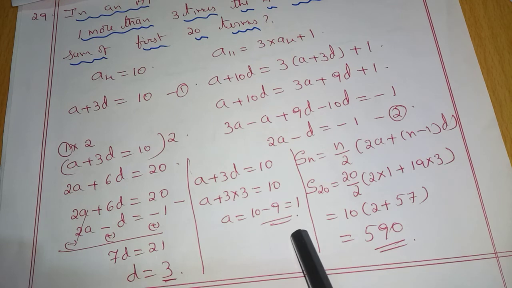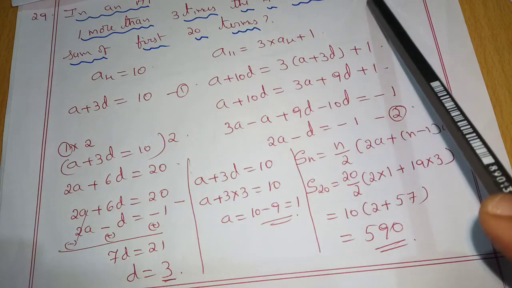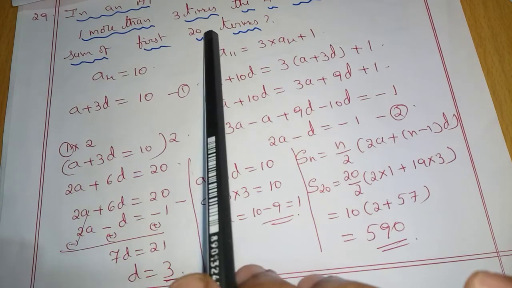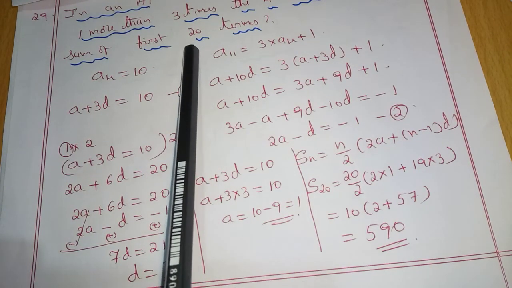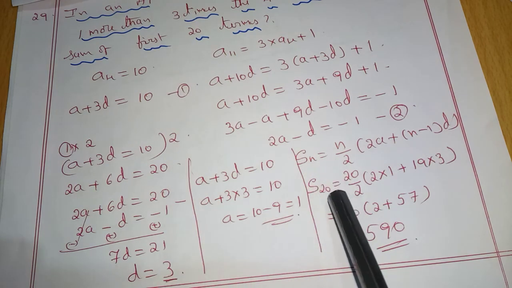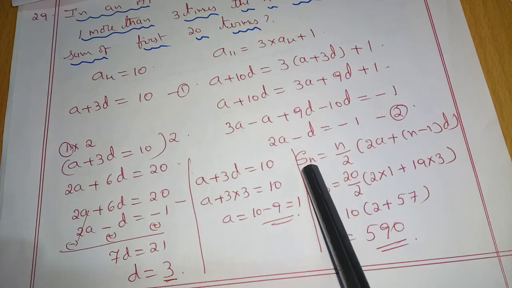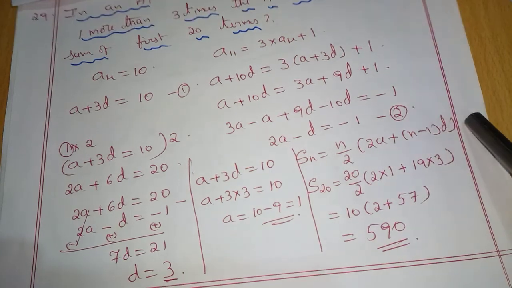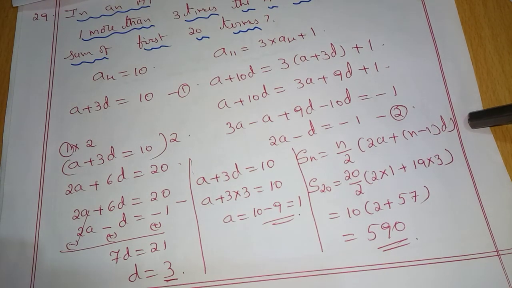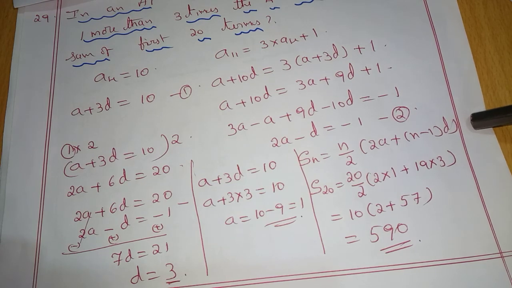Is our work completed? No. What is asked at the end? Find the sum of first 20 terms. 20 term sum means S20. For that one we need which formula? Sn is equal to n by 2 into 2a plus n minus 1 into d. Right formula.